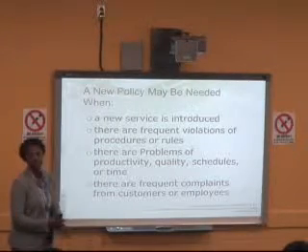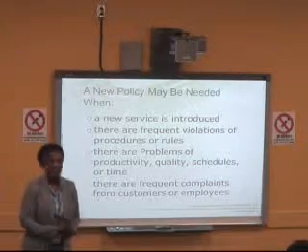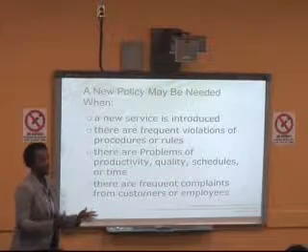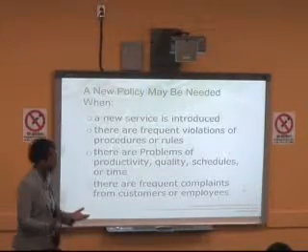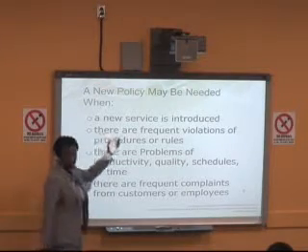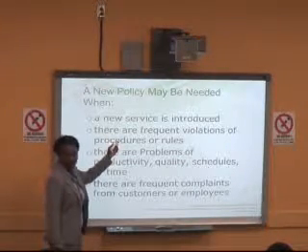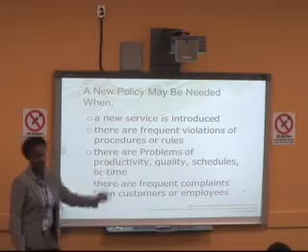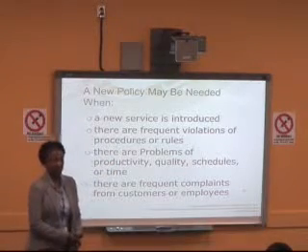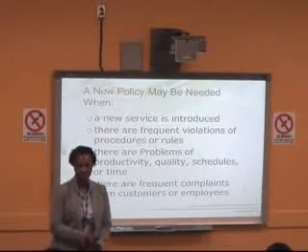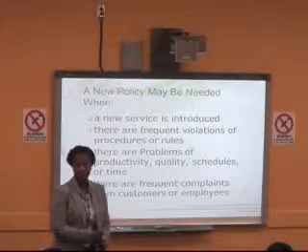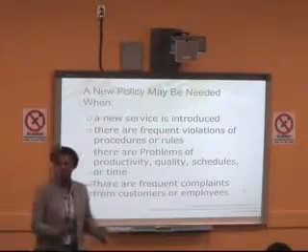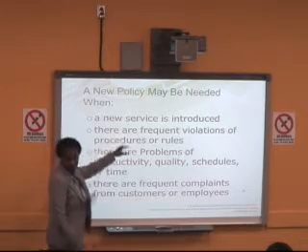Maybe we introduce a new service. Maybe we just started a smoking cessation program where we're going to help people quit smoking. Well, if we start a new service, we're probably going to have some new rules or some new policies that go along with that. One new policy might be, if we're an organization that's starting a smoking cessation service, maybe we need to not allow our employees to smoke on campus. So that might be a new policy as a result of a new service.